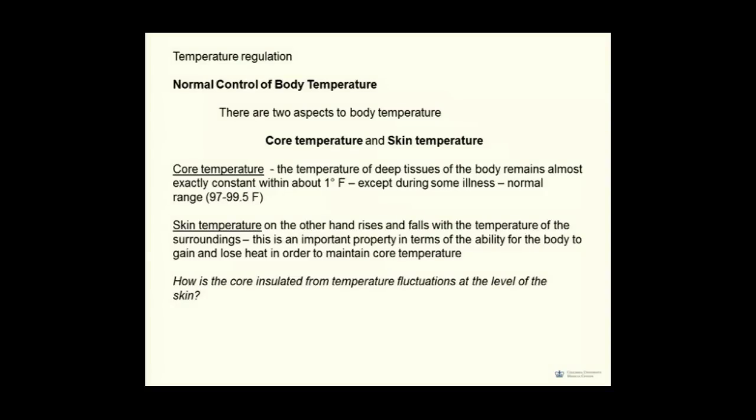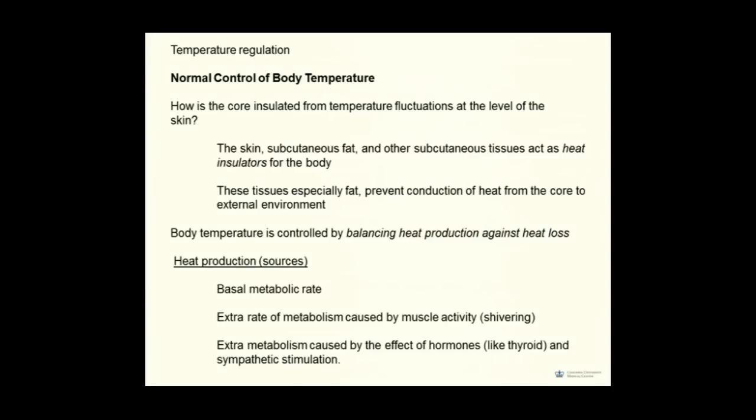Okay. So when we're trying to maintain normal body temperature, when trying to maintain core temperature, we have to maintain a normal amount of insulating tissue, primarily subcutaneous fat. Okay? And then body temperature or core temperature is maintained by balancing the heat production, sources of heat production, against sources of heat loss.